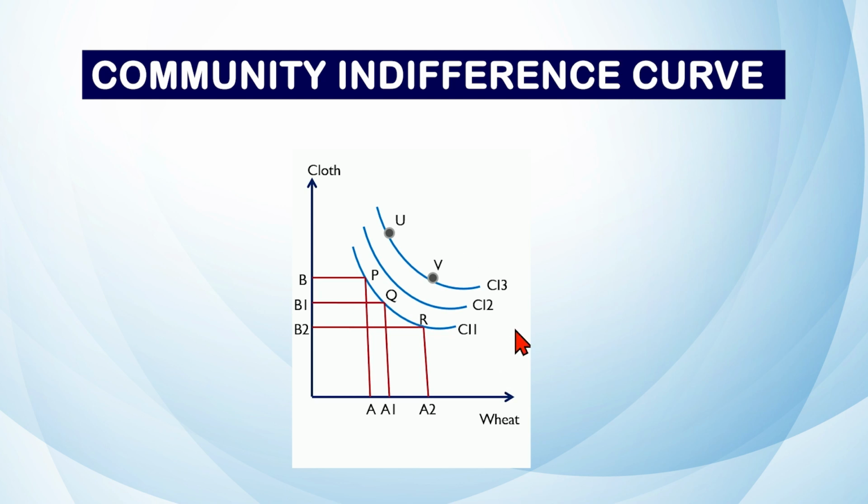And a higher indifference curve means C13 is giving me the maximum amount of satisfaction among these three. C13 gives me more satisfaction compared to C11 and C12. This is the basic idea and you all know, I'm pretty sure about it. Now, the question is, what would be the equilibrium?